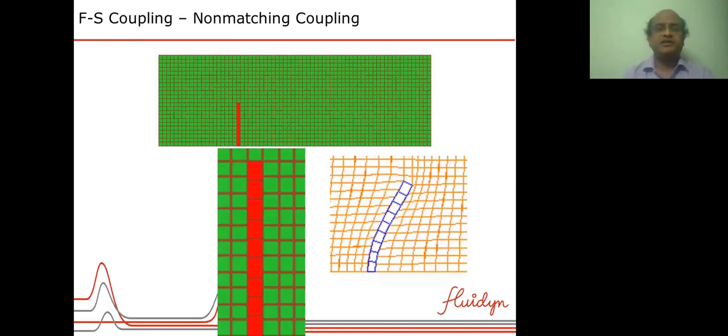For example, in this case, we can see that the division of the green region is not exactly matching the discretization of the red region, the structure. There is a mismatch. On the right hand side, you can see something like a cantilever. If it is bending, you can see that when the structure deforms, the fluid mesh also deforms appropriately.